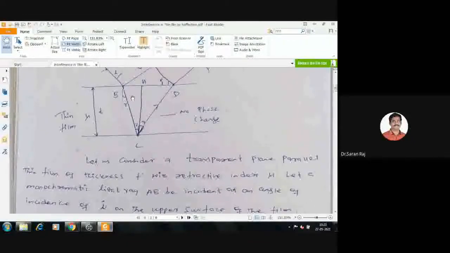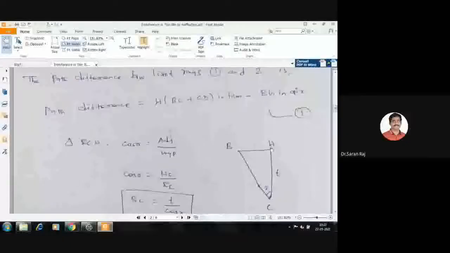So now we see that BCH is one triangle. Next, HCD is another triangle. Now in this triangle, you can find R. What is from H to C? This is the upper surface of the plane, and that is the down surface of the plane. What is the thickness? That is the thickness T we have considered.